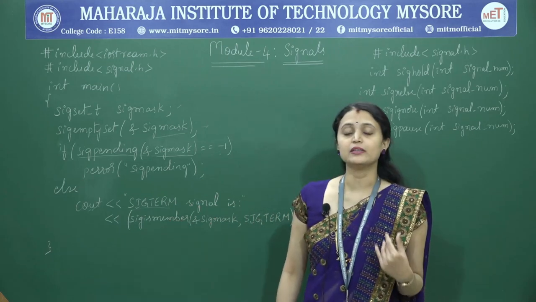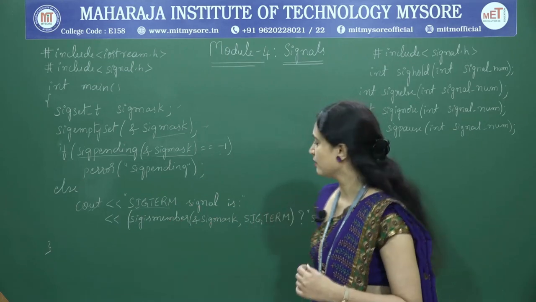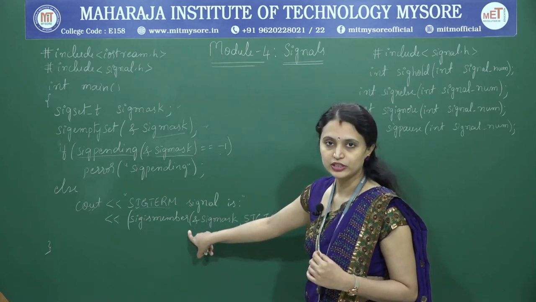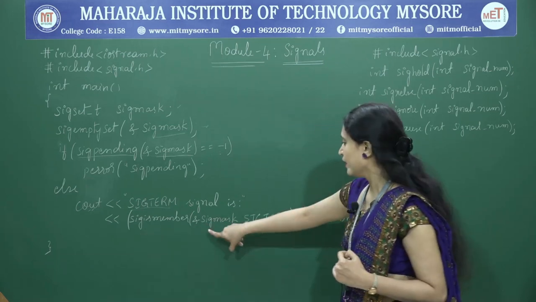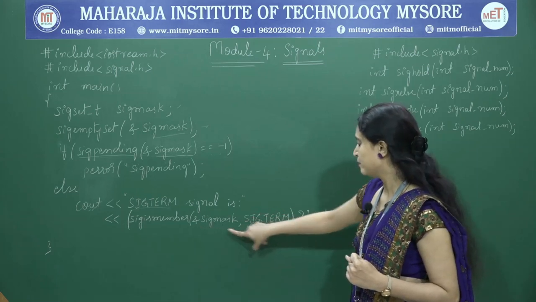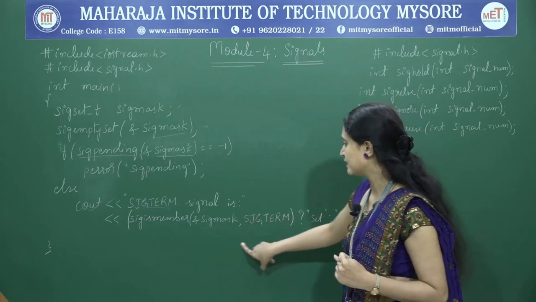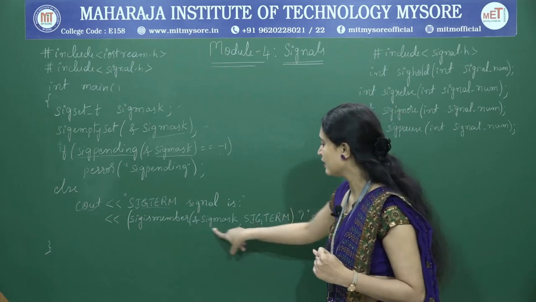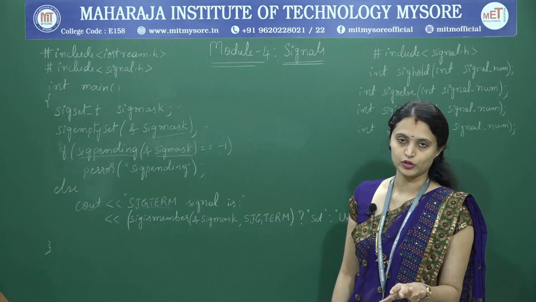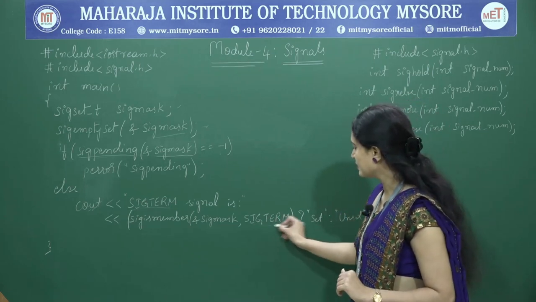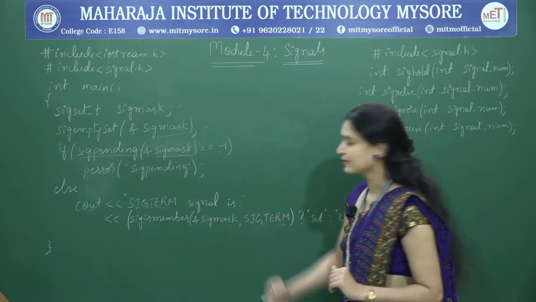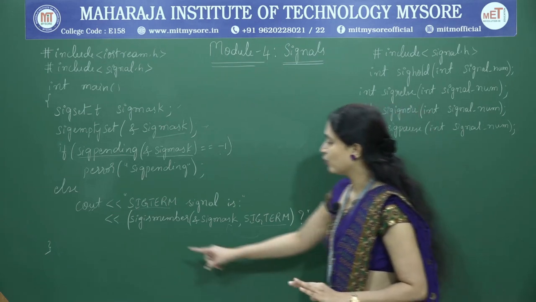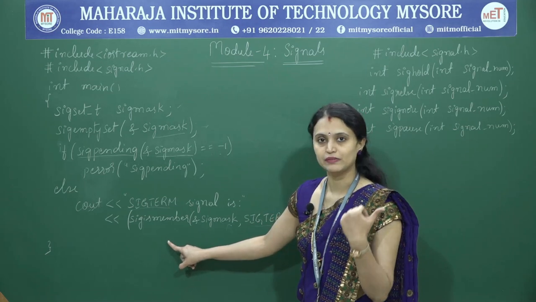If you remember, in the previous session we have discussed this API. This API will return 0 if the particular signal is not present in the signal mask. Suppose this particular signal is present in the signal mask, in that case it returns 1. We have already discussed this in the previous session.